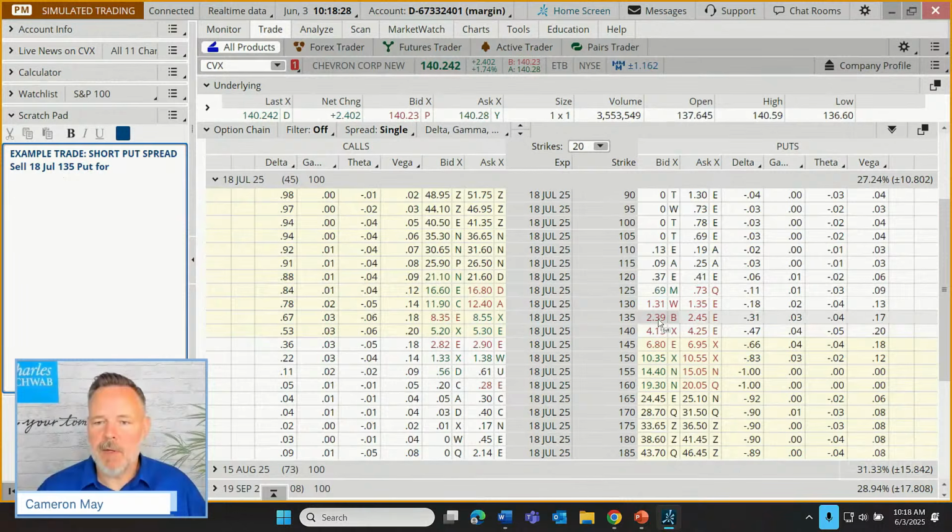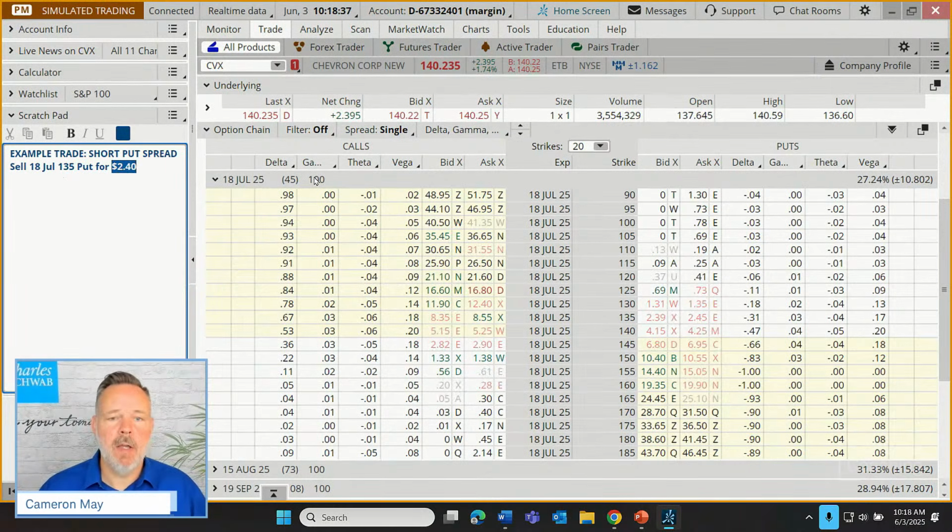That looks like that's trading between 2.39 and 2.45. Let's say we can just get 2.40 for that put. So the 2.40 times 100 shares is $240 that we're conceptually being paid here.